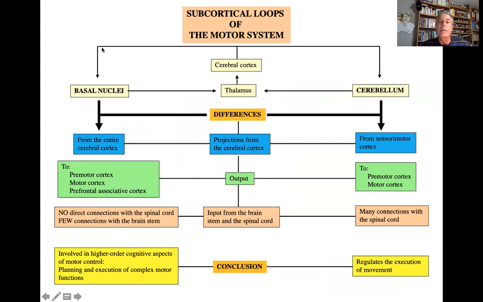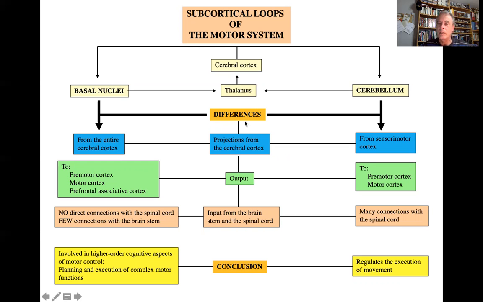Okay, so now, sorry about the slides. We have to compare the basal nuclei and the cerebellum. Why? And you will see now. Both basal nuclei and cerebellum receive activity from the cerebral cortex, both. And both basal nuclei and cerebellum project to the thalamus, and the thalamus to the cerebral cortex. So two circuits are here. One between the cerebral cortex and the basal nuclei, and the other one between the cerebral cortex and the cerebellum.